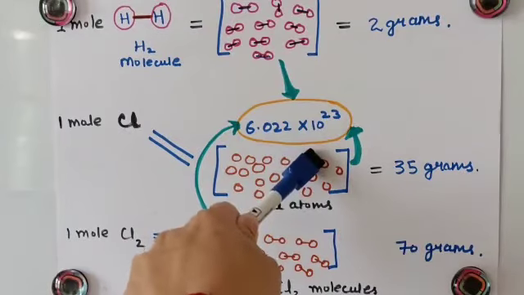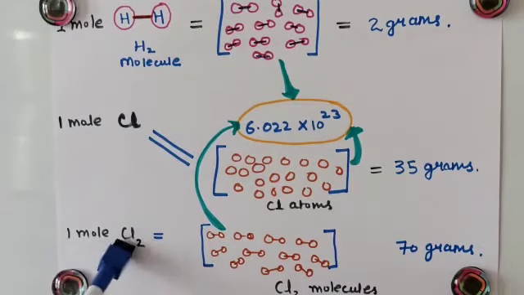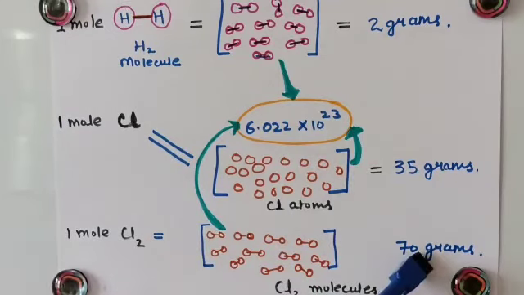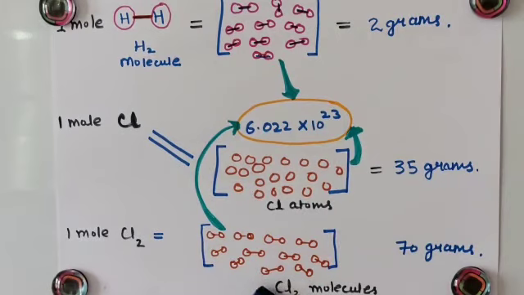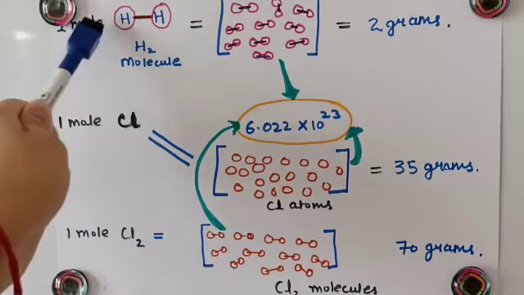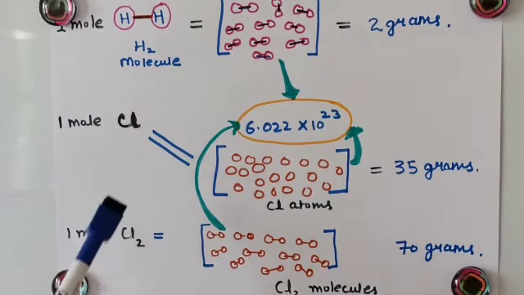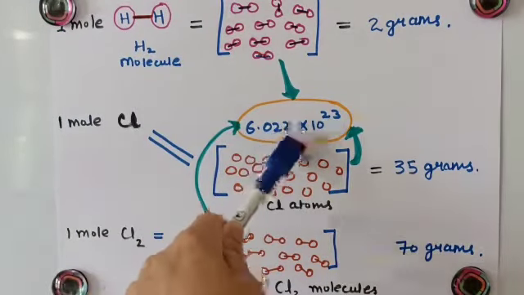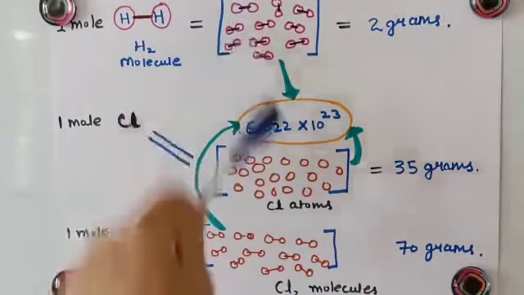Let's move to another example. This time it's not Cl, it's Cl2. It's a molecule. 1 mole of Cl2 will be 70 gram. It means it will contain 6.022 into 10 to the power 23 Cl2 molecules. So we can conclude that 1 mole of any molecule or atom contains 6.022 into 10 to the power 23 particles, whether they are atoms or molecules.